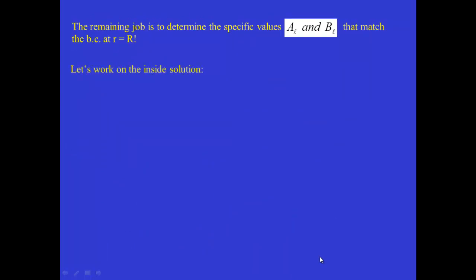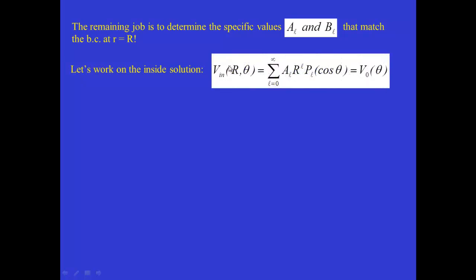So, how does this work? Well, let's take the inside solution, plug in little r equals big R, and set it equal to the function that we know represents the potential on the surface. So V in of big R and theta, we take the expression for V in from the previous slide, plug in little r equals big R, and then set this equal to the function V naught of theta. All right, so now what's left for us is to dig out the values of A sub L that make this equation true. How do we do it?